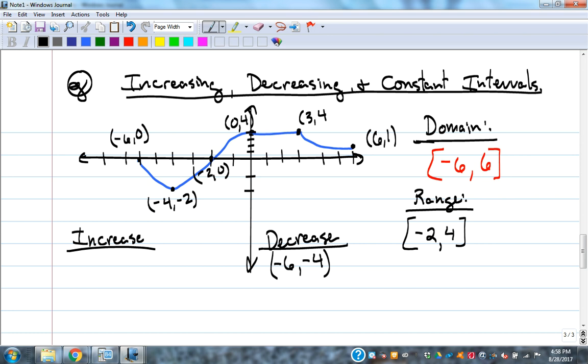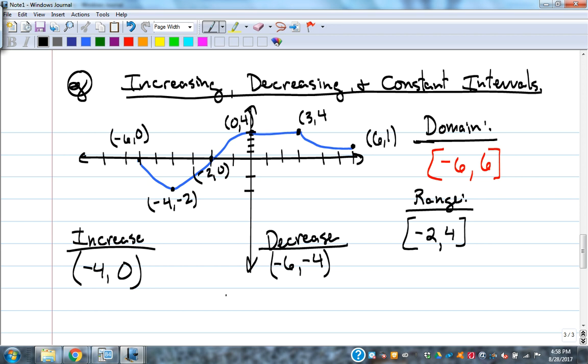Okay, so at -4, it changes directions and starts going up, and it keeps going up. We get to this place. That's an interesting place. It's actually an x-intercept, but it doesn't stop going up. It keeps increasing until we get here to 0. So our interval of increase would be from -4 all the way to 0. And again, parentheses, because the point of inflection or change in direction is going there.